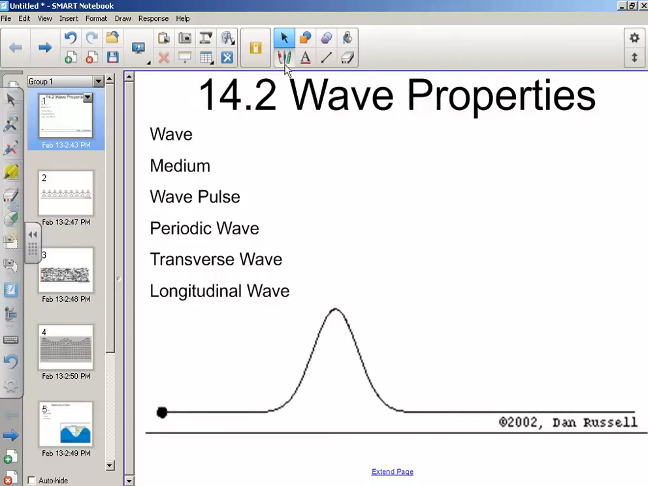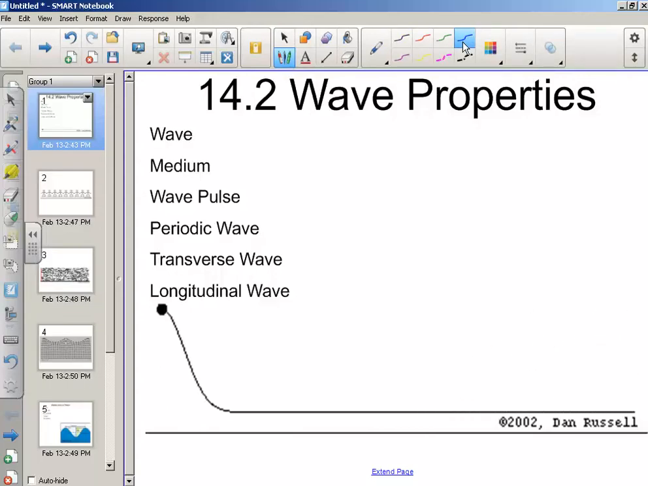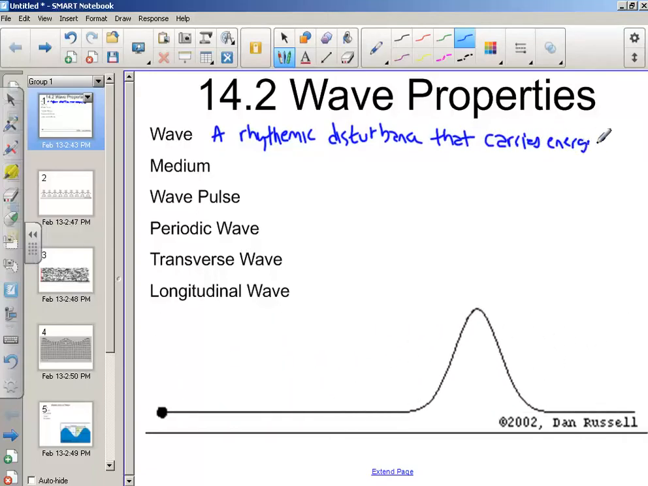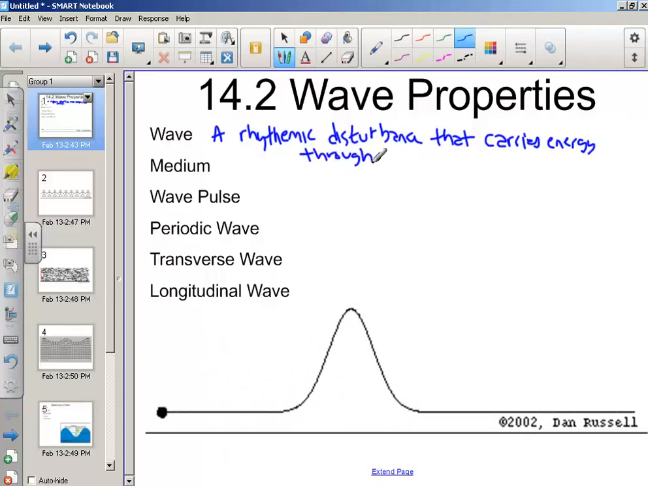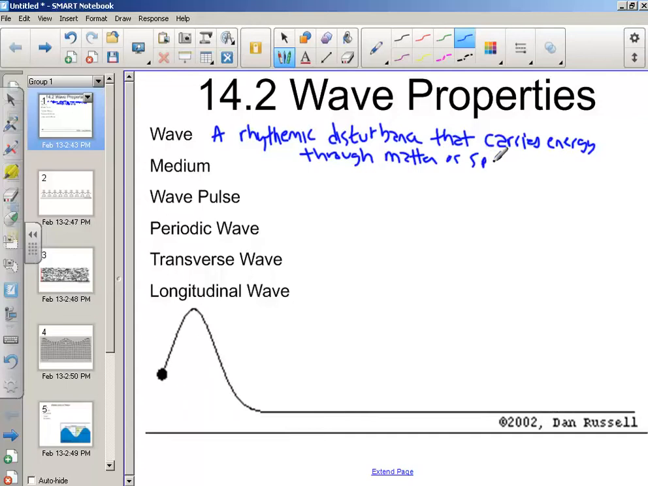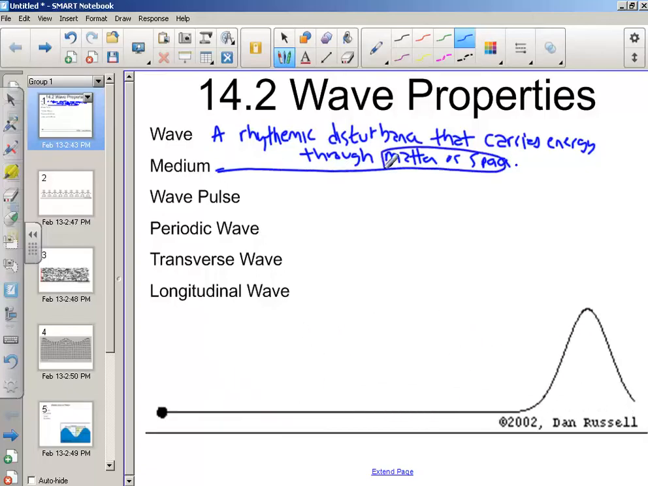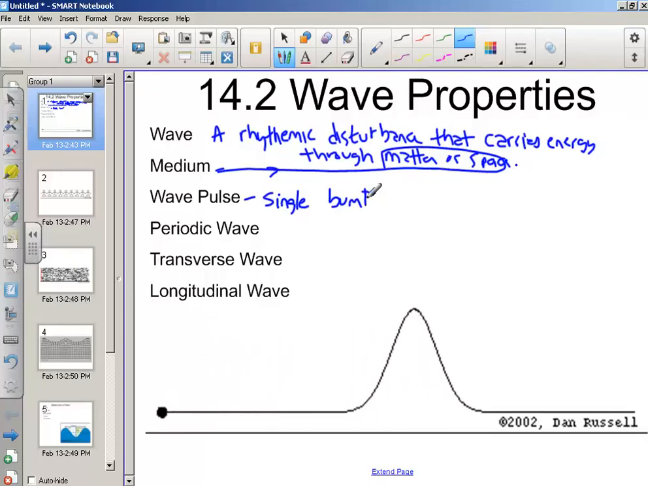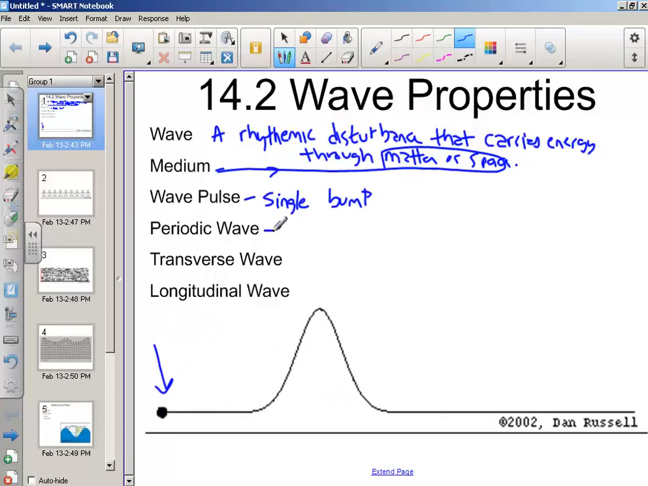A wave is a rhythmic disturbance that carries energy through matter or space. Medium is the stuff a wave goes through. So that's the matter or space. That's what a medium is, the stuff that waves travel through. A wave pulse is just a single bump that you can see below. I've got a little animation down here that shows just a single bump. That's a wave pulse.